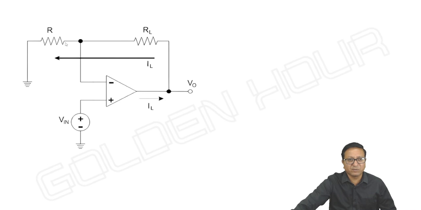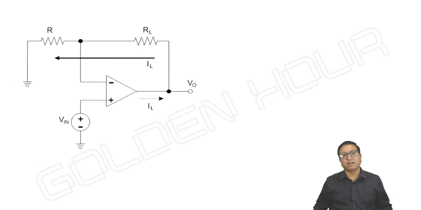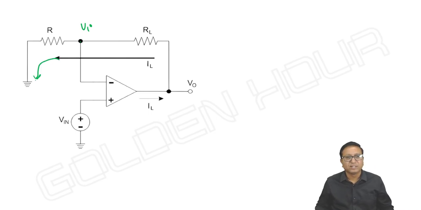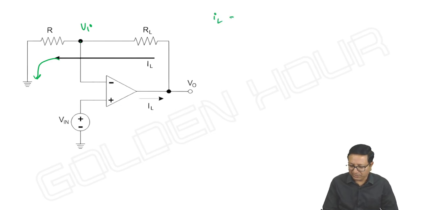Next, you need not worry about giving input to the inverting terminal; we can give input to the non-inverting terminal also. Due to virtual short, the voltage here is Vi. Whatever IL comes, the entire IL will flow to ground like this only. What is this IL? It is Vi by R. Simple. IL is equal to Vi by R, the voltage at this point with respect to ground being Vi, divided by R.